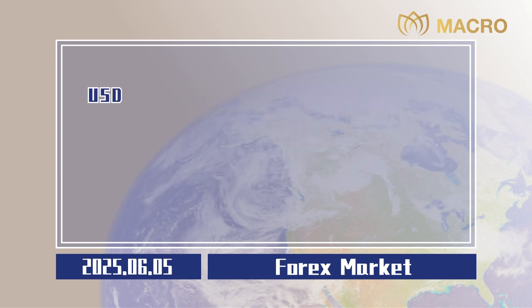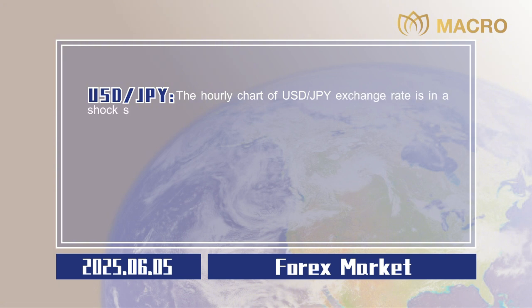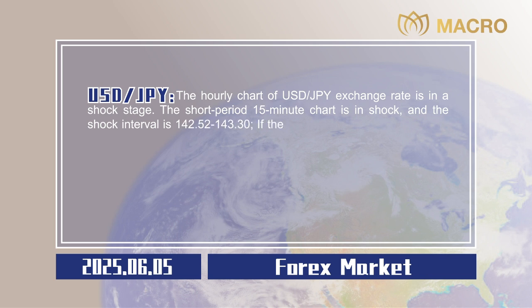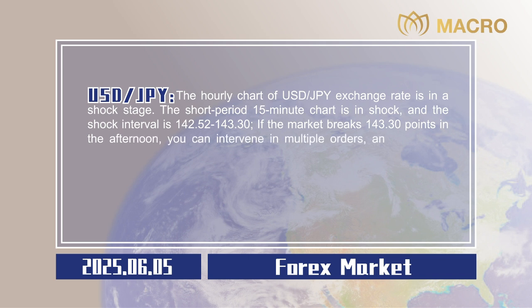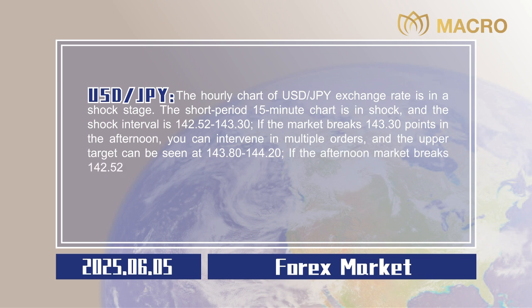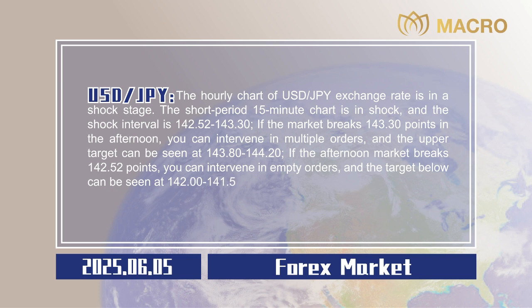0.0020. US dollar to Japanese yen. The hourly chart of US dollar to Japanese yen exchange rate is in a shock stage. The short period 15-minute chart is in shock, and the shock interval is 142.52 to 143.30. If the market breaks 143.30 points in the afternoon, you can intervene in multiple orders, and the upper target can be seen at 143.80 to 144.20. If the afternoon market breaks 142.52 points, you can intervene in empty orders, and the target below can be seen at 142.00 to 141.50. Stop losses are all 20 points, 0.20.